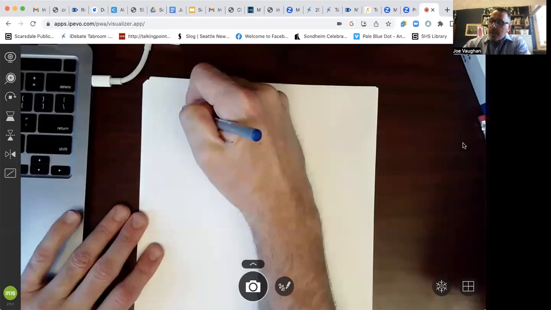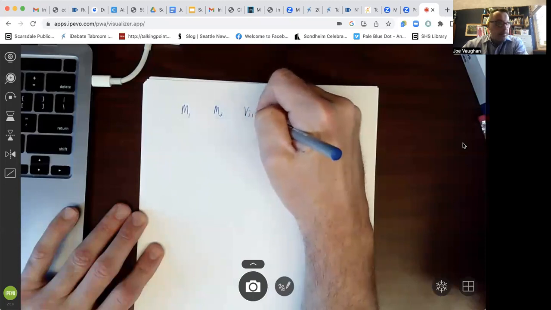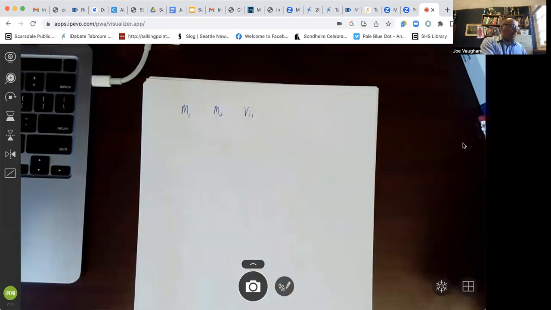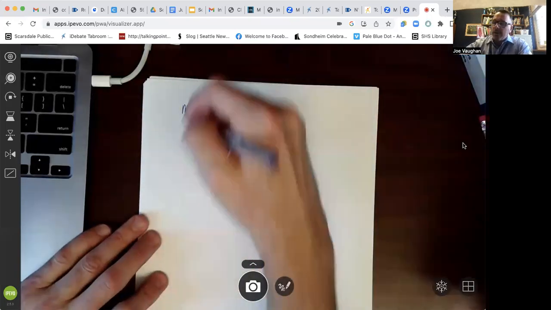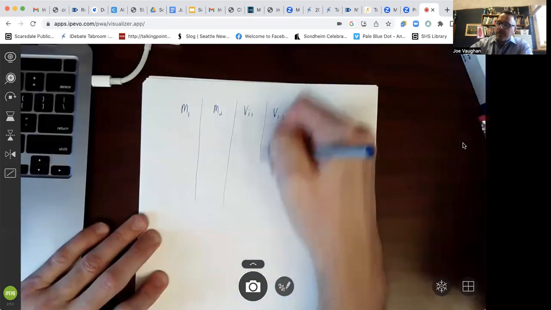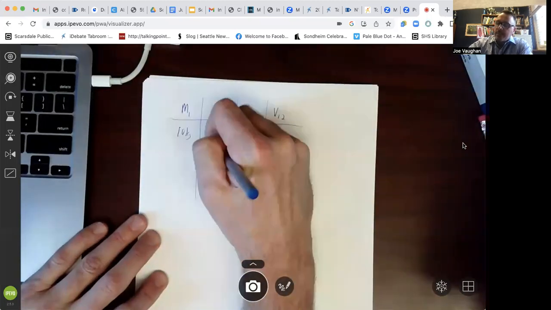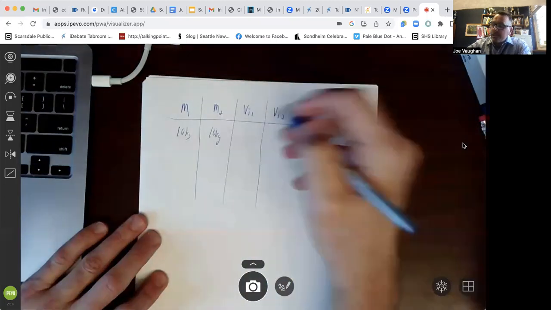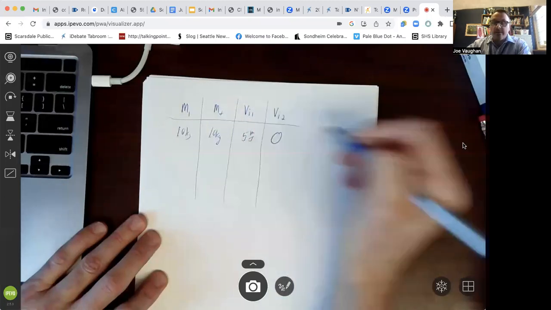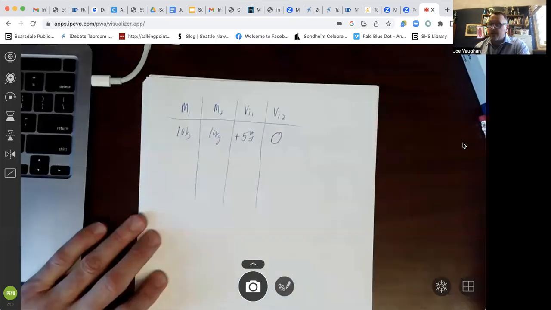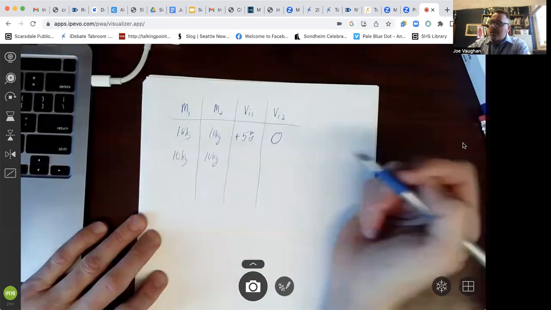So here we go. M1, M2, VI1, oh, I don't know what that is, and VI2. So we're going to look at a couple of different samples just so that we can see what's going on. Let's say that the masses are equal, 10 kilograms, just to make it easy. Let's say initially object 2 is at rest and object 1 is going 5 meters per second positive towards it, because vectors are going to matter here. What happens if they're equal mass?